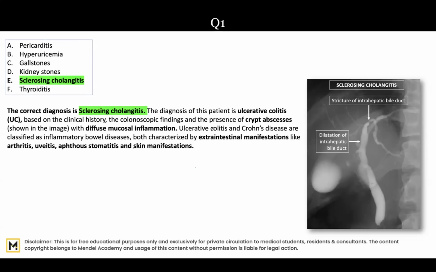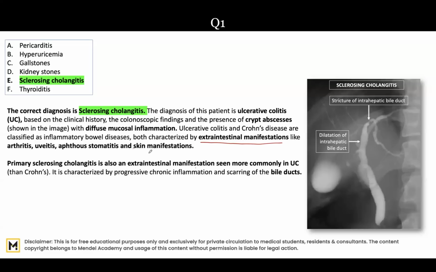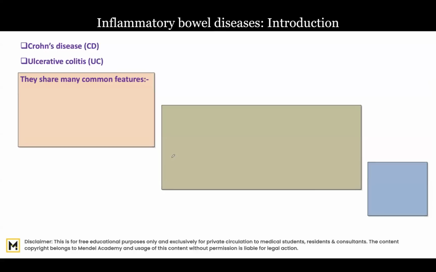And what I need to tell you here is that ulcerative colitis as well as Crohn's disease, they have many extraintestinal manifestations. And these could be in the form of arthritis, uveitis, aphthous stomatitis, and skin manifestations. Now, primary sclerosing cholangitis is also an extraintestinal manifestation, usually seen in ulcerative colitis more than what it is seen in Crohn's. So this is caused by progressive chronic inflammation and scarring of the bile ducts. The others are not so relevant, so I'm going to skip it.